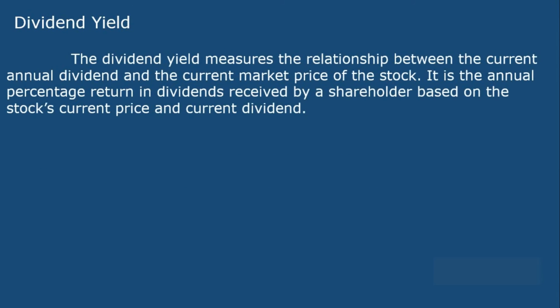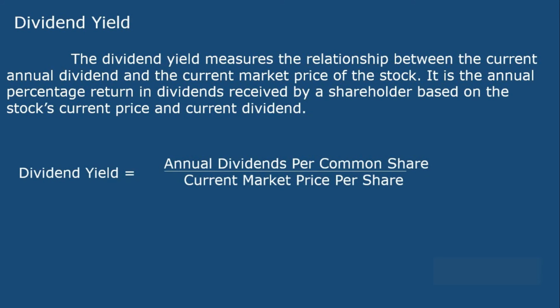Dividend yield. The dividend yield measures the relationship between the current annual dividend and the current market price of the stock. It is the annual percentage return in dividends received by a shareholder based on the stock's current price and the current dividend. The dividend yield can be calculated with annual dividends per common share divided by current market price per share.